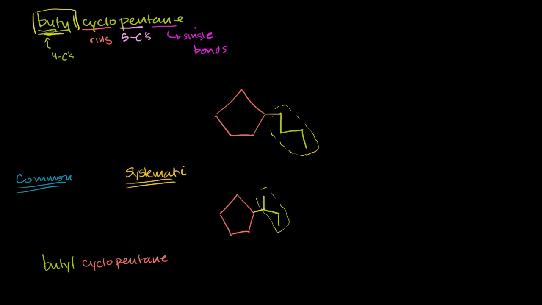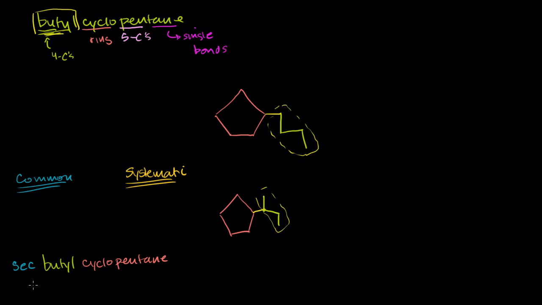But because we aren't bonded to the first carbon, we're bonded to a carbon that is bonded to 2 other carbons. We call this sec-butyl cyclopentane. So this is sec. And everything I'm doing is obviously freehand. If you were to see this in a book, the sec would be italicized.